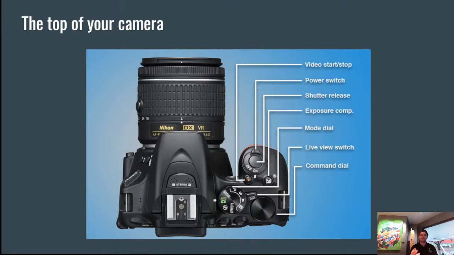Your mode dial is the next one under that. Your mode dial toggles between the various different modes. And I believe on another slide I break down all the different modes, so I'm not going to do it now. But that's where you'll be talking about things like auto, aperture priority, shutter priority, manual, that sort of thing.